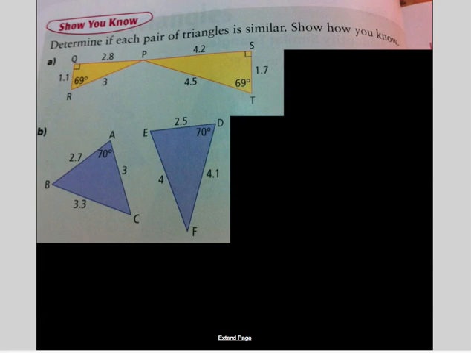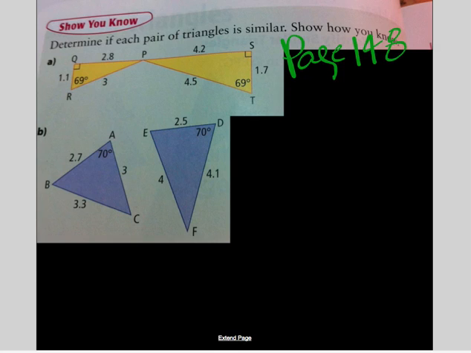Here's a couple questions. This is out of your textbooks. I'm not exactly sure what page it is. Let me just look. It is from page 148 in your textbook. So let's find a fancy pen to play with. So this is from page 148.